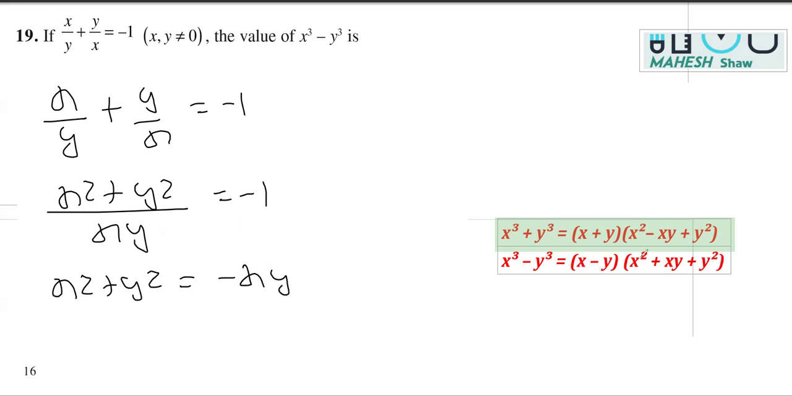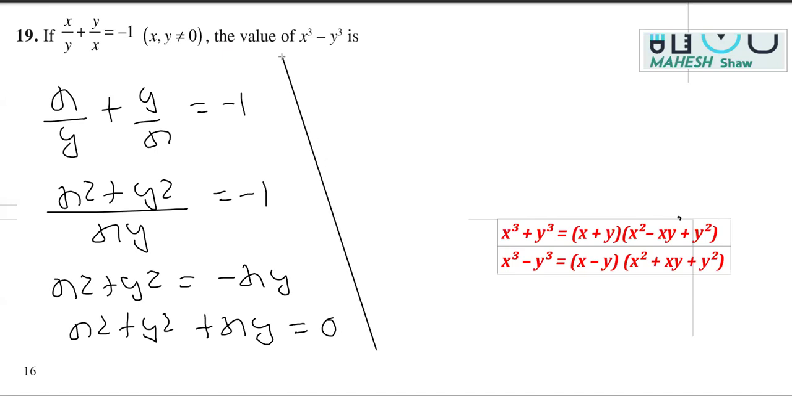Transposing xy to the left. Now you must be wondering why we are doing so. We are trying to obtain any of these, maybe this or this. So what I'm going to do here is obtain this. Now what I can see, this is x square plus y square. If I transpose minus xy to the left, it is xy, and we are left with nothing, that is 0 on the right.